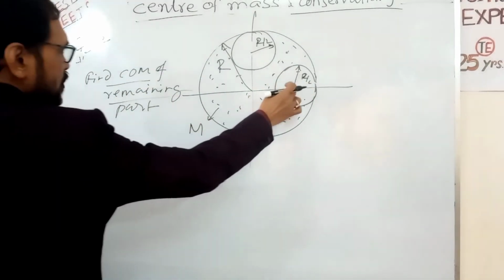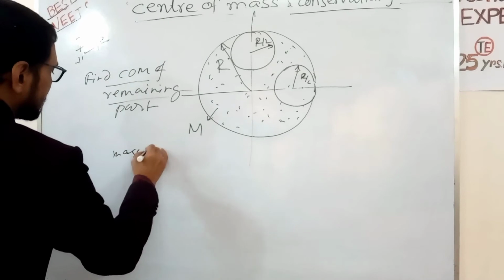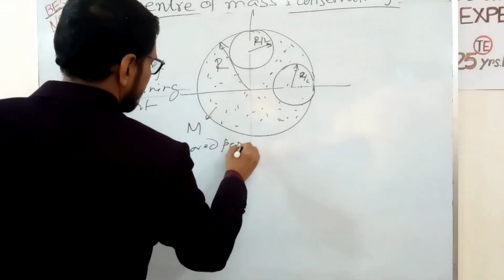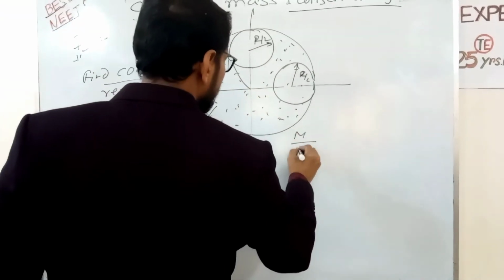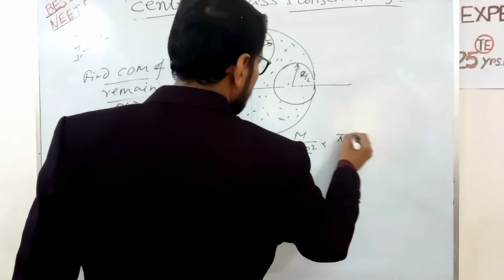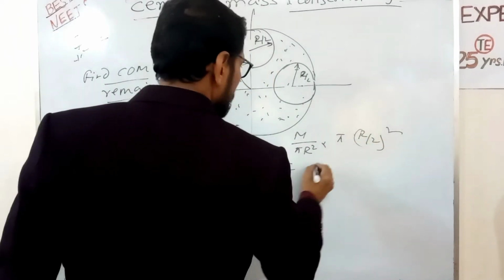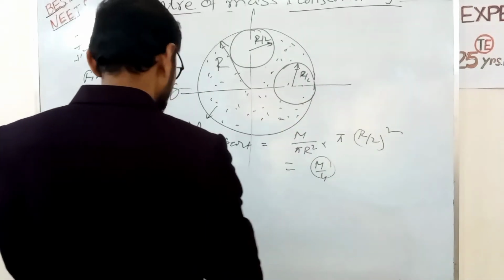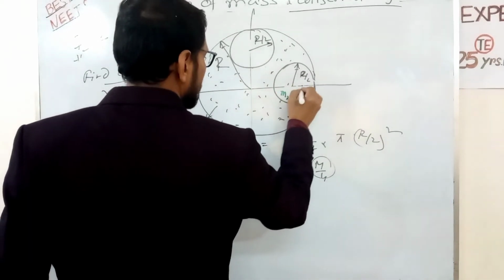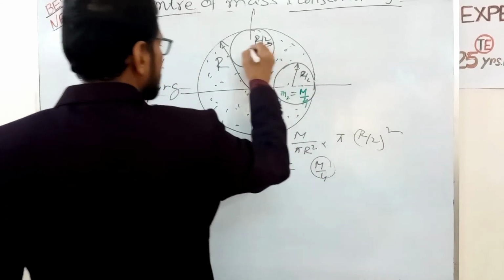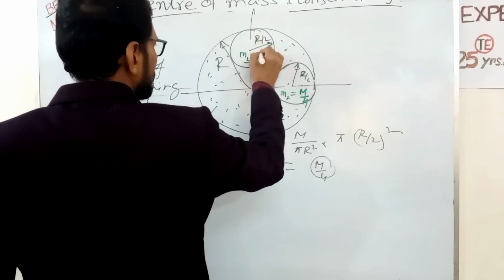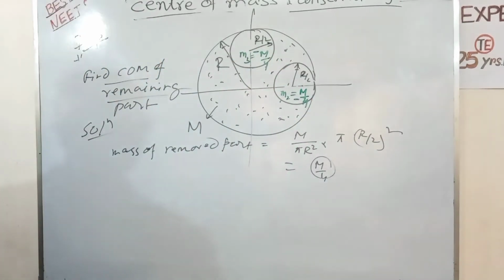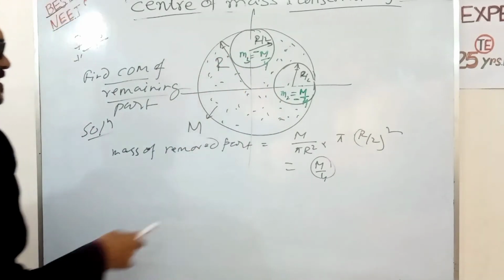First find the mass of the removed part. Solution: mass of the removed part, using mass per unit area, equals m by 4. So this mass is m by 4. Suppose this is m2 equal to m by 4, and here m3 equal to m by 4. Both masses we take as negative masses, so m2 and m3 are both negative.